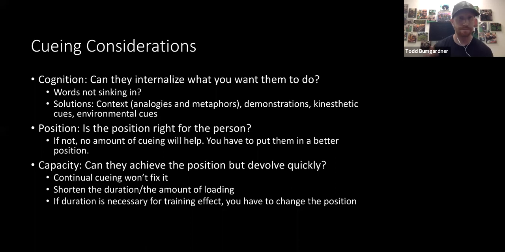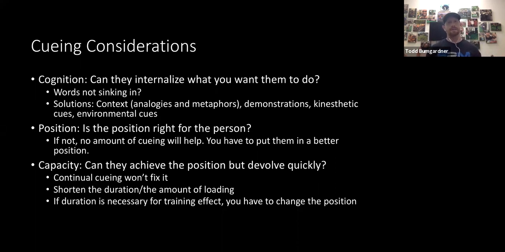So is it cognition? You're trying to verbally cue them, or you're trying to visually cue them, and they can't internalize it, right? So what do we do? We try other cues with better analogies or metaphors. We show them a demonstration, or we give them some kind of kinesthetic input. If it doesn't sink in, we have to make a change, right? We have to make a change to the environment. That means either giving them a different implement, putting them in a different position, or changing the exercise altogether, right?